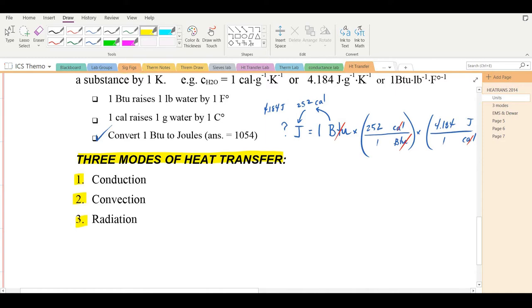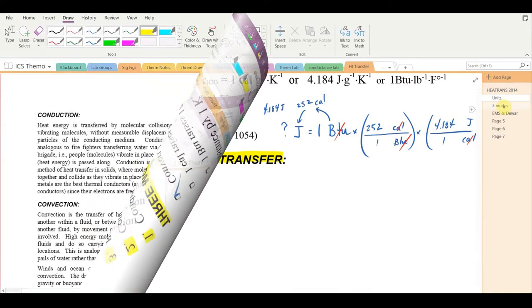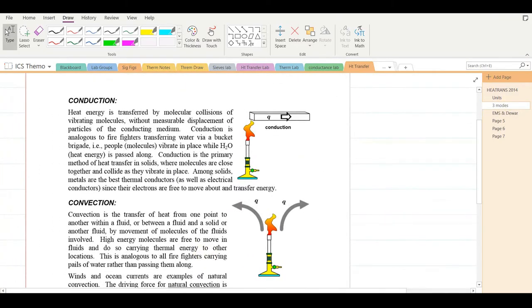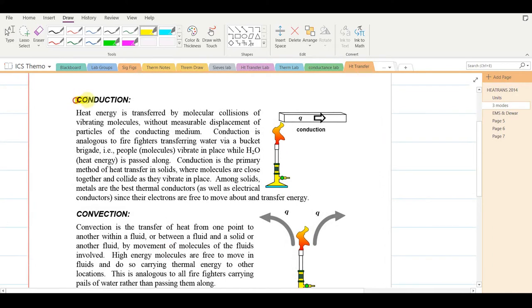There are three modes of heat transfer which we need to think about: conduction, convection, and radiation. Page 41, please. Right, so on page 41, we're looking at conduction, convection, and radiation. So how do they differ? How are they the same?